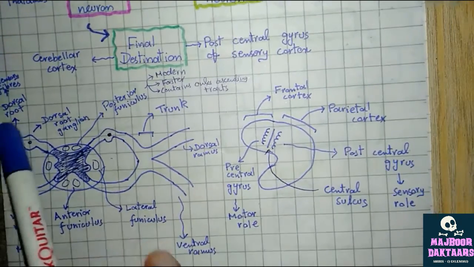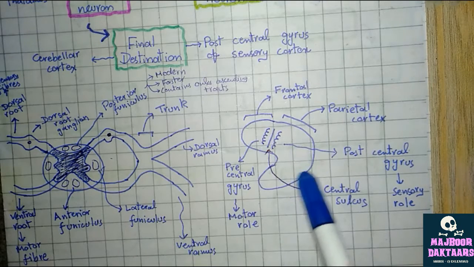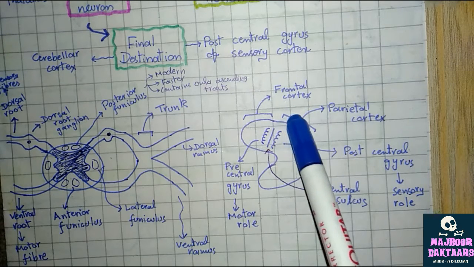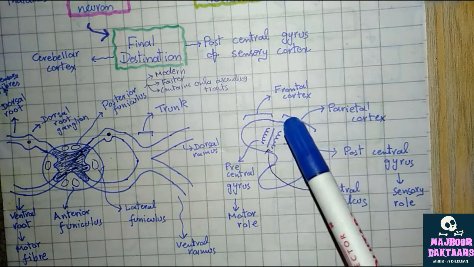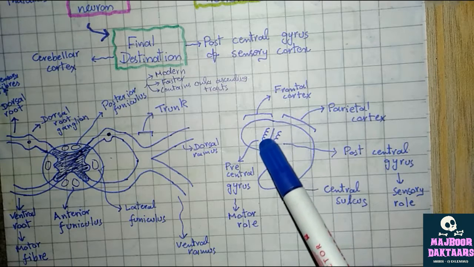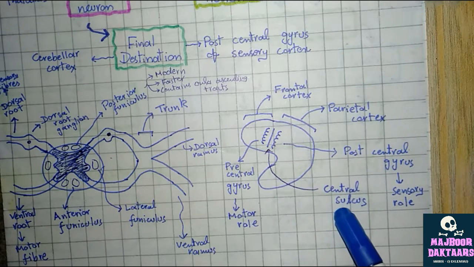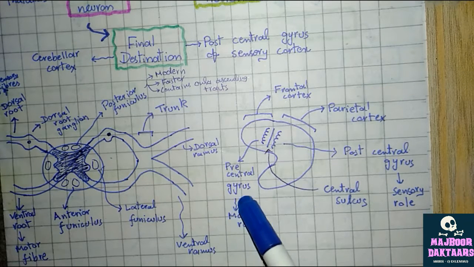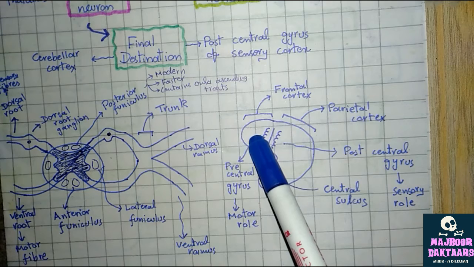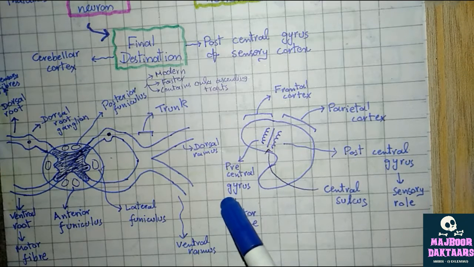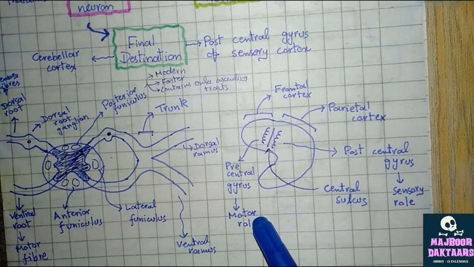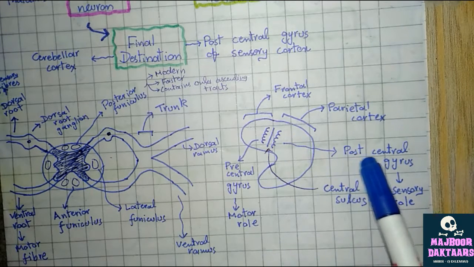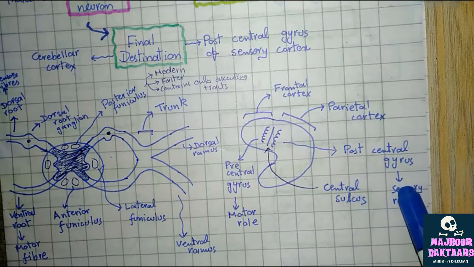Another thing we need to know before starting is the cerebral cortex. A simple diagram shows that at front is the frontal cortex and behind is the parietal cortex. In between these, there is a line known as the central sulcus, and on both sides of the line are the impressions known as the gyrus. The impression in front of the line is the precentral gyrus, which has a motor role in the cerebral cortex, and the impression behind the central sulcus is the post-central gyrus, which has a sensory role.